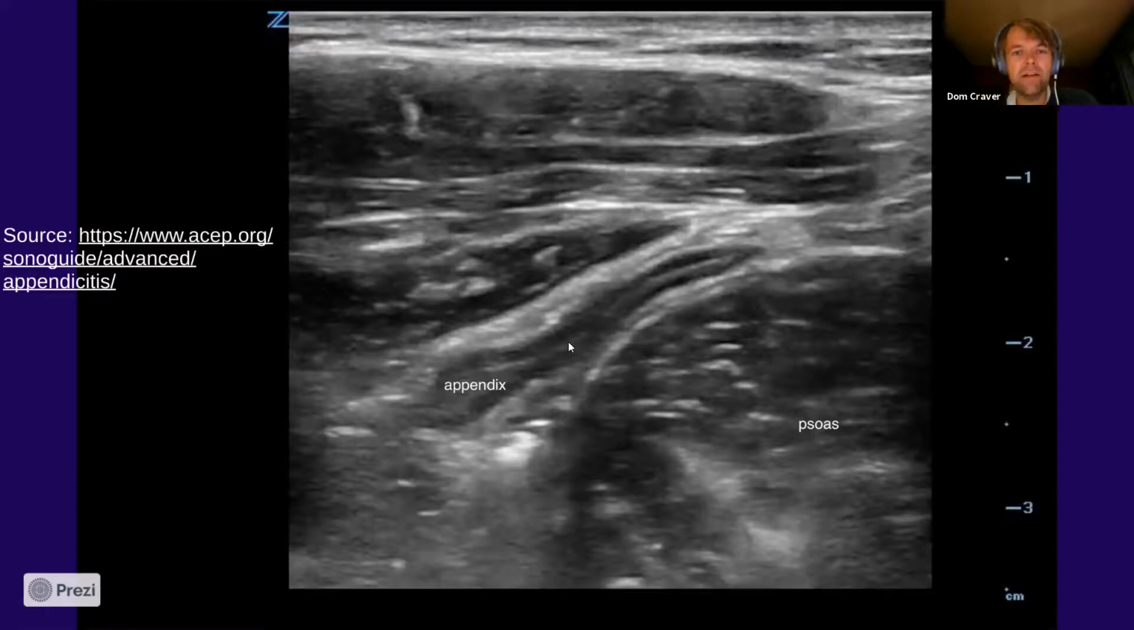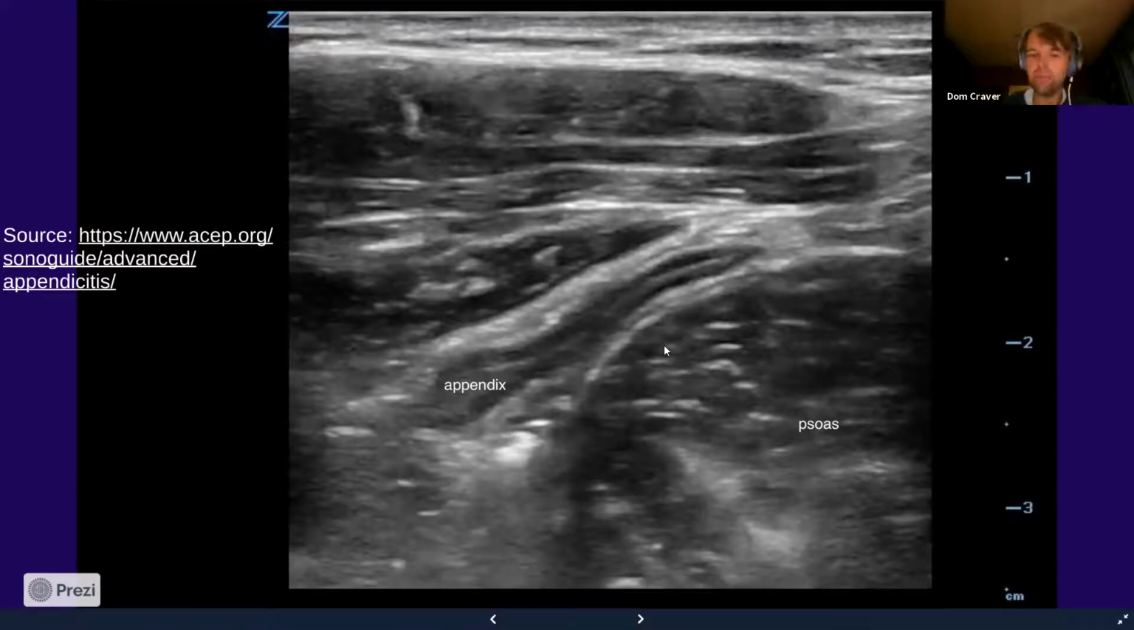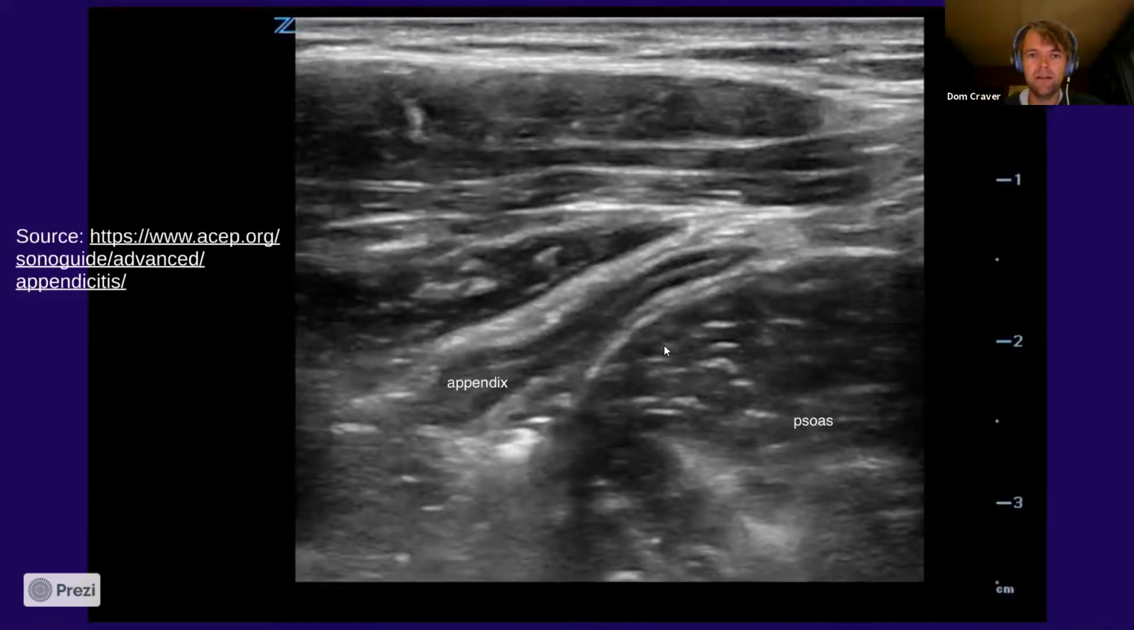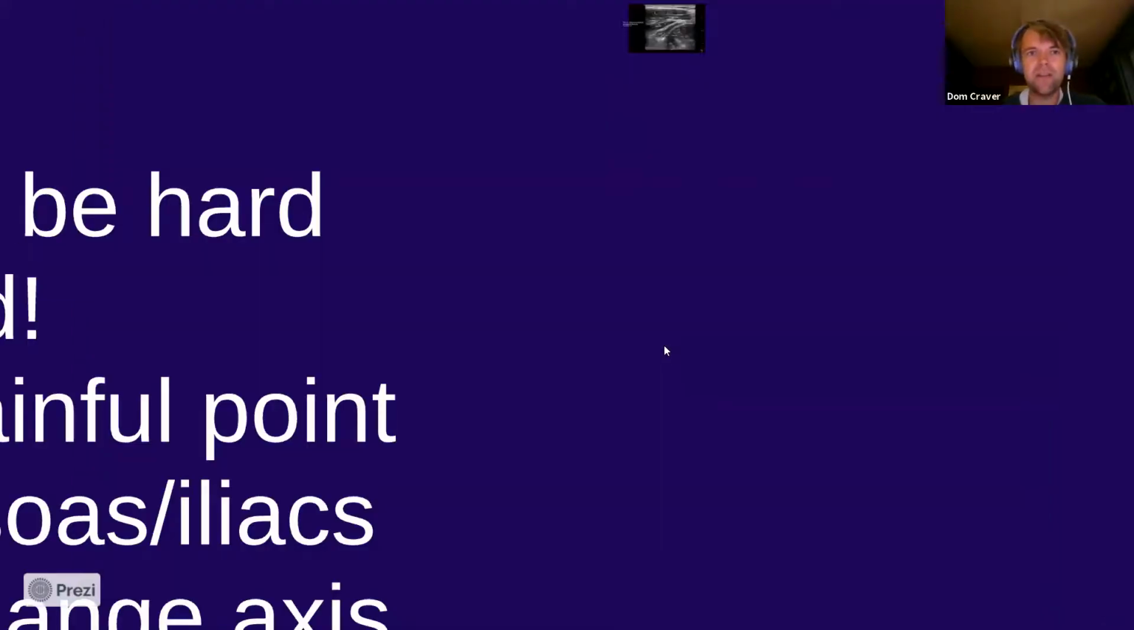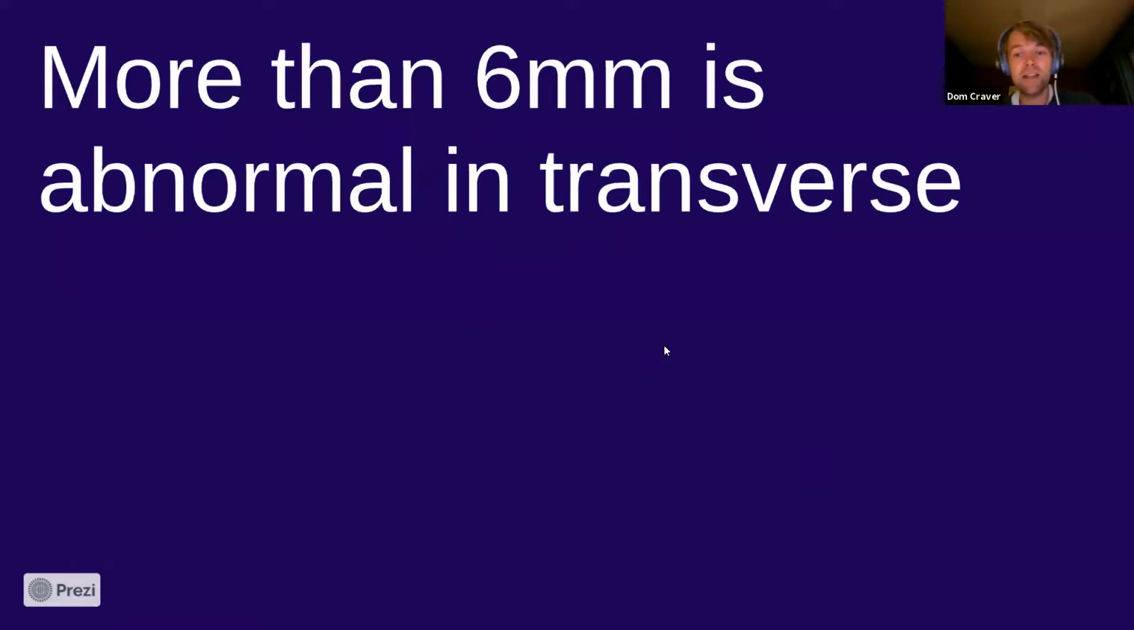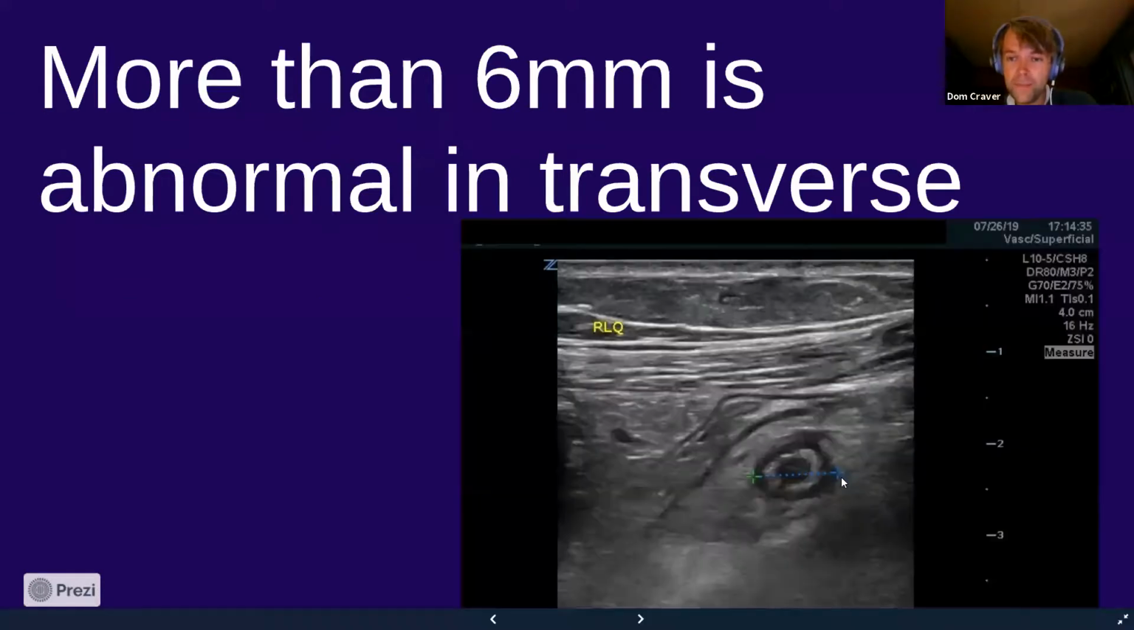But when we do find it, if we find that view, we want to rotate our probe going transverse. And if it's more than 6 mils, that tends to be abnormal. So if we saw something like this, you can see there's edema going around it. Here's the center of the appendix, and you measure from outside to outside, more than 6 mils. That's probably abnormal, and that would easily buy you a surgical referral.